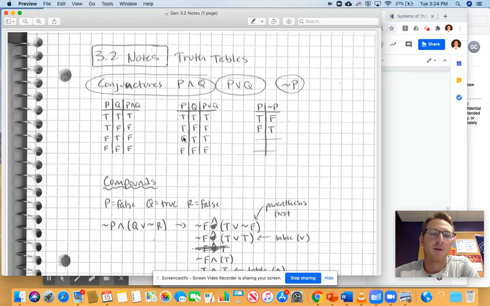Again, here in the third row, we have one or the other. So we have false, true. That makes the whole thing true. We just need one. But here we have two falses. There's no trues, so the whole statement is false.